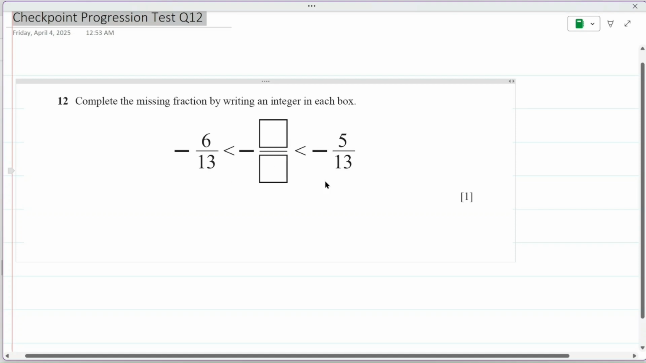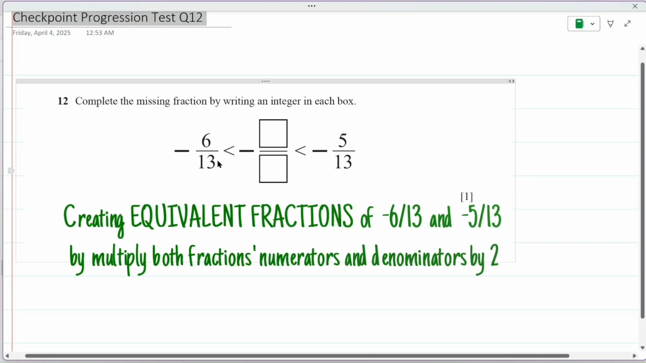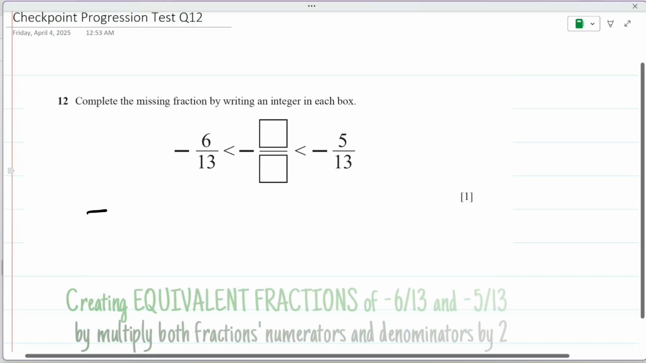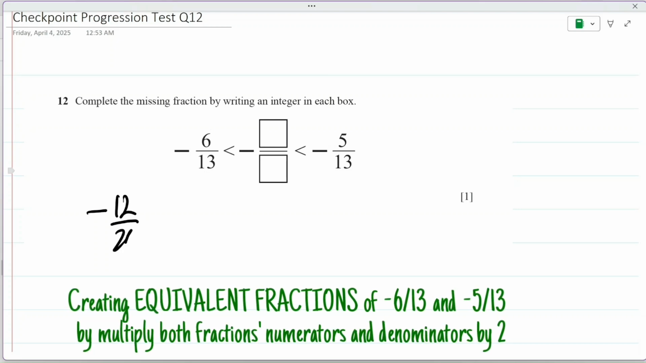And the best way to do this that a child in year 9 or in a lower class can easily understand is to increase this minus 6 over 13 by multiplying both the numerator and the denominator by 2, and same for this 5 over 13. The reason why we're doing that will be understood soonest. So you have multiplying the numerator, that's 6, and the denominator by 2. So you have it as minus 6 times 2 is 12, then 13 times 2 is 26.